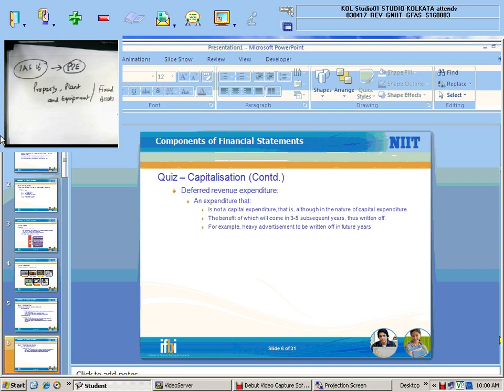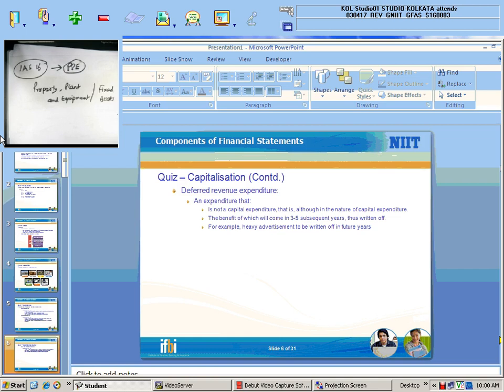Okay. So deferred revenue expenditure, although it appears to be in the nature of capital expenditure because the benefit from the deferred revenue expenditure can also be obtained over a period of more than 12 months, is not capital expenditure for the reason that the benefit will come in 3 to 5 subsequent years, and this will be written off. Like heavy advertisement, these are basically revenue expenditure, but here the benefits will be obtained over a period of time.